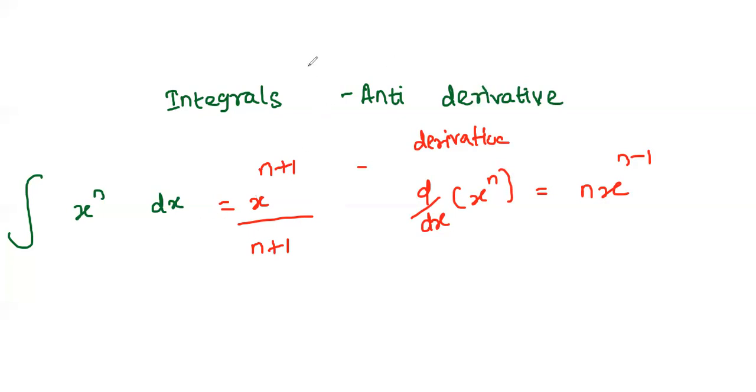So for example, assume you have a function x square, a parabola function. They're asking us to integrate it. First of all, what do you mean by integration in general? In English, what do you mean by integration? Integration means putting together something. Exactly. So here integrating means you will join all the points.